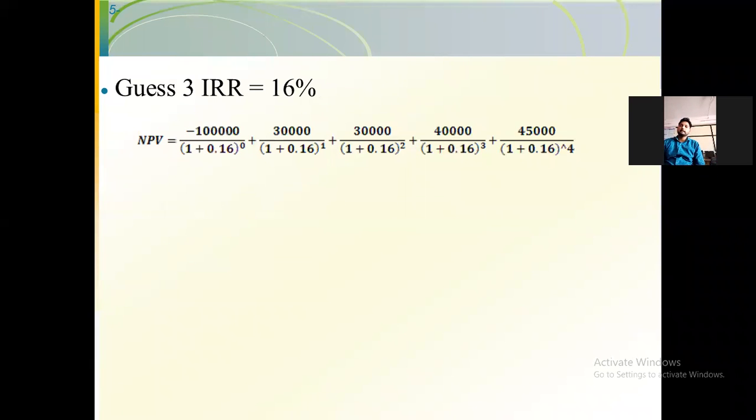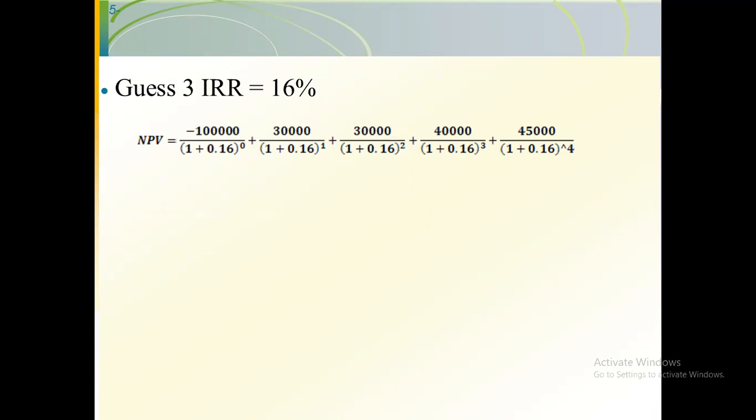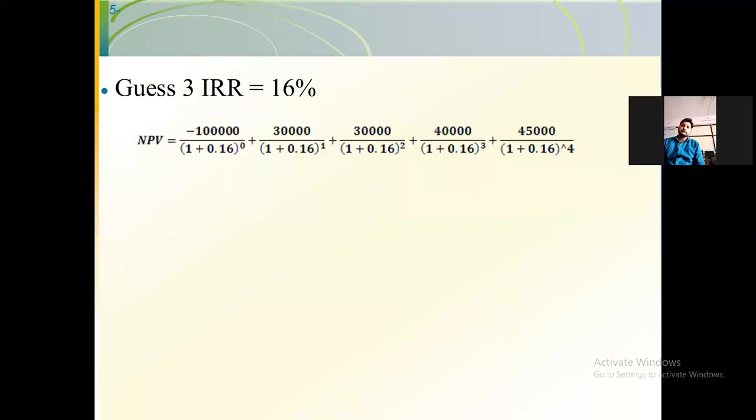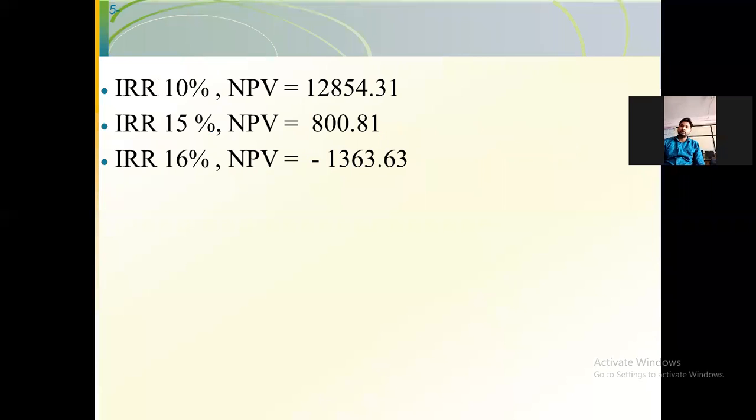Then we can go for the next value. So let us consider 16%. If you consider the 16% IR value, you need to check what value you got. By considering 16% of IR, you got the NPV equal to minus 1,363.63.